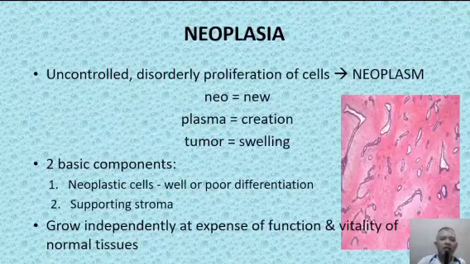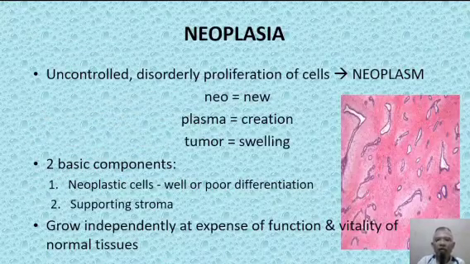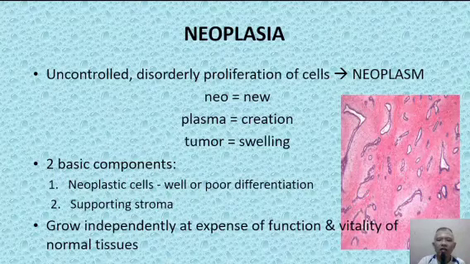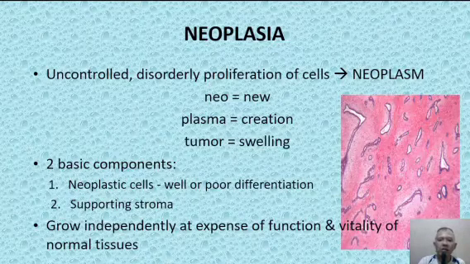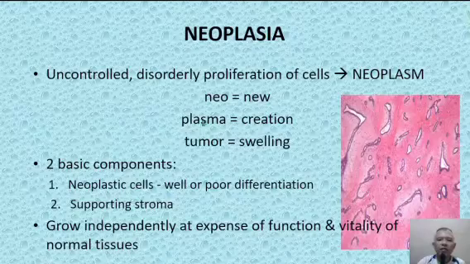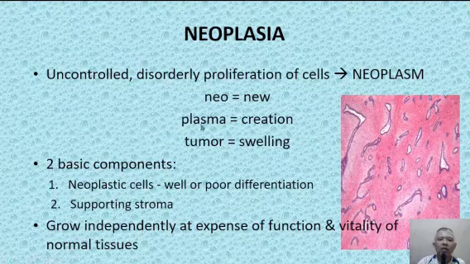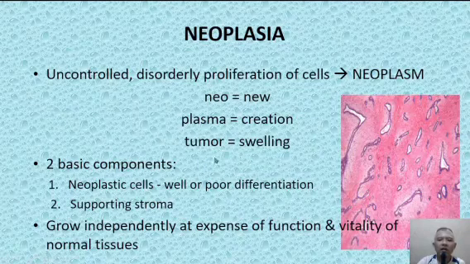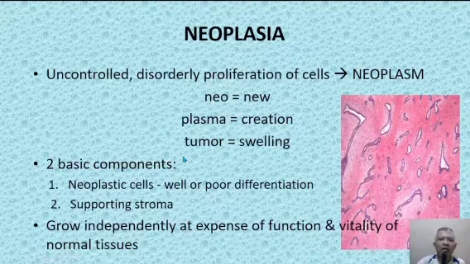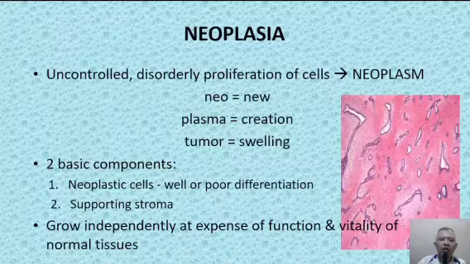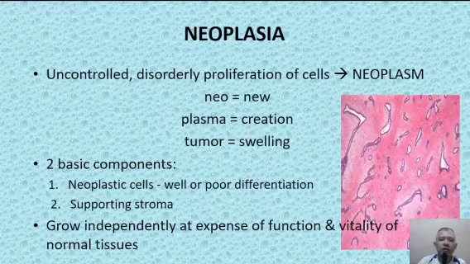Neoplasia is the uncontrolled disorderly proliferation of cells. That's why we call it neoplasm. Okay, neo means new, plasma creation, a new creation. When you hear tumor, it doesn't really equate to neoplasia, since tumor can denote inflammation, or a growing fetus. It is called a tumor.